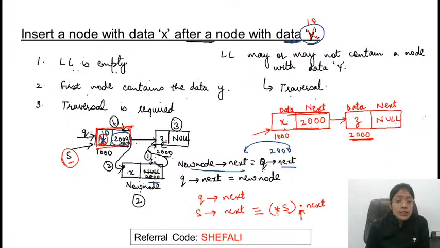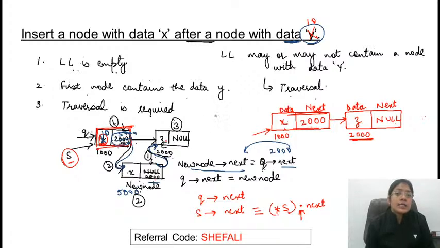After that, now this link is established. Now it will be pointing to the new node. So Q of next will be holding the address of the new node. Let's assume that the address of the new node is 5000. So this will be holding the address 5000. Make sense? This is the first case when the first node itself contains the data y.